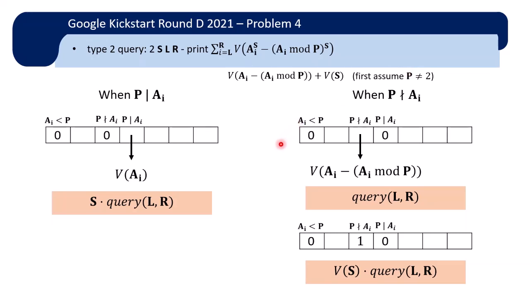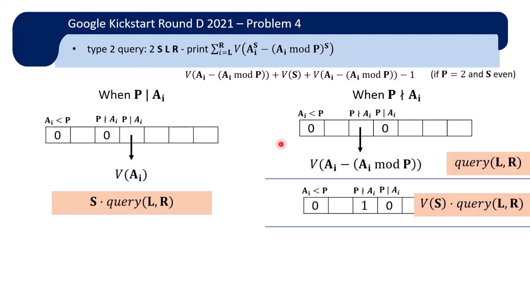Now when p equals 2, when you get a type 2 query, you can check, is s odd? If s is odd, we haven't hit the exception case yet. We can continue to just query our 3 segment trees, and we add up and we get the answer. However, when s is even, and here p equals 2, the expression in the summand is actually what we have before plus the additional term v of x minus y minus 1.